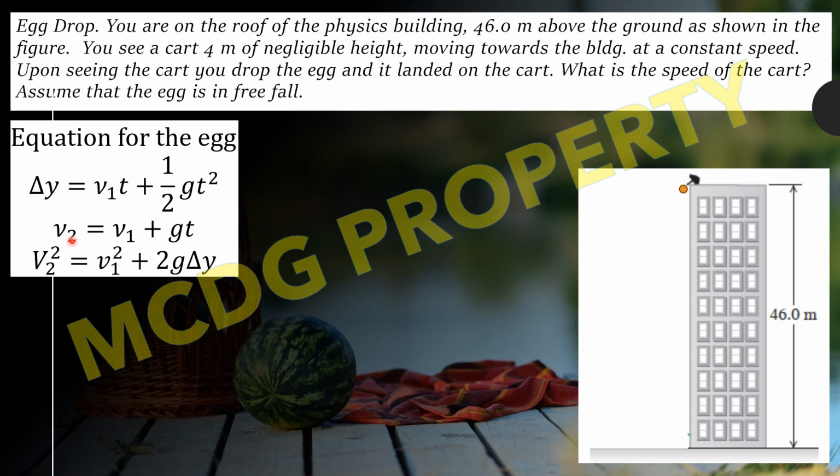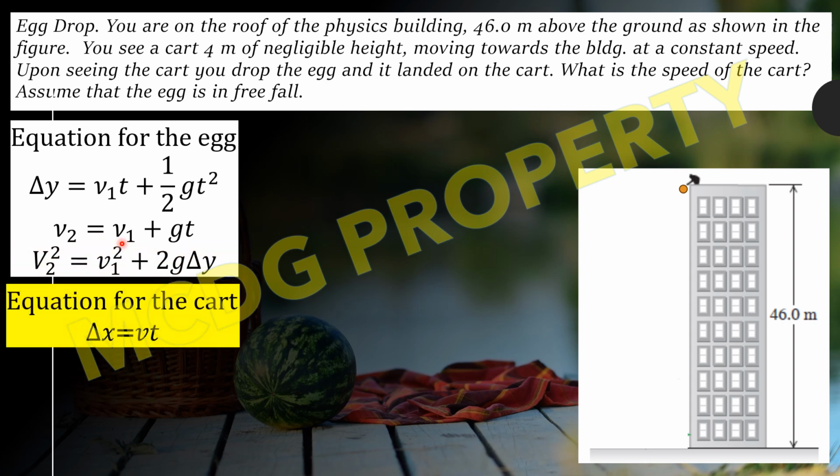Now, in this particular example, V2 will be the velocity of the egg when it reaches the cart. Since the cart is moving at constant speed or velocity, the equation of the cart is simply given by this equation, delta x is equal to Vt. So the cart is 4 meters from the building when you see it, and at that instant you drop the egg.